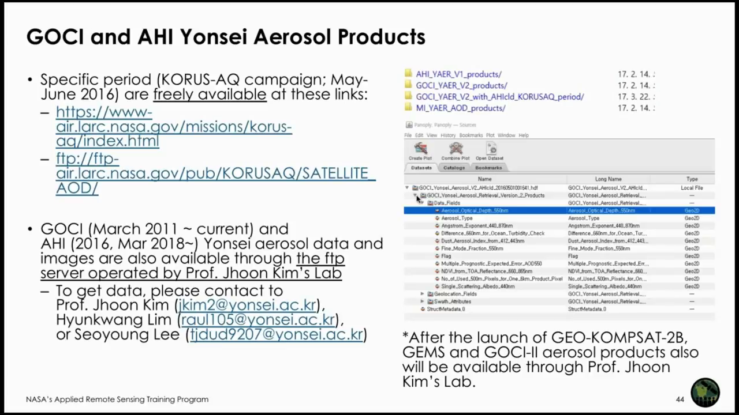Next, this is GOCI and AHI aerosol data generated by our Yonsei University. The specific period during the KORUS-AQ campaign, May to June 2016, is freely available at the link below. There are two links here. Then you can check these folders in the FTP homepage about AHI and GOCI. The GOCI data is from March 2011 to the present, and AHI is ready from 2016 to March this year and now.